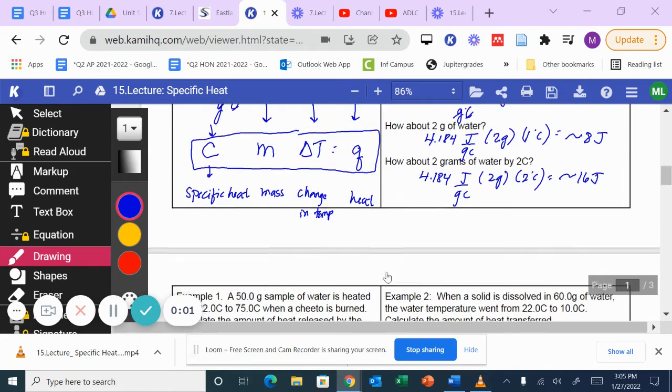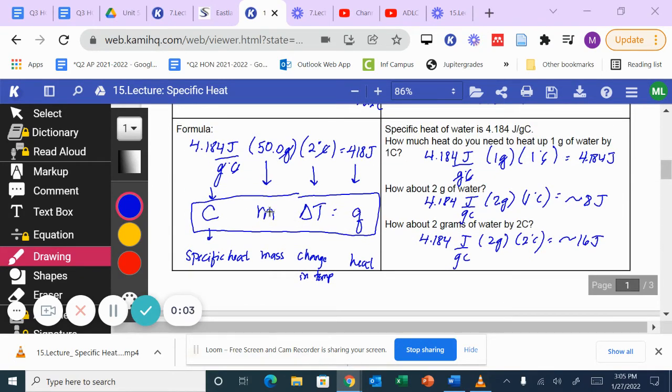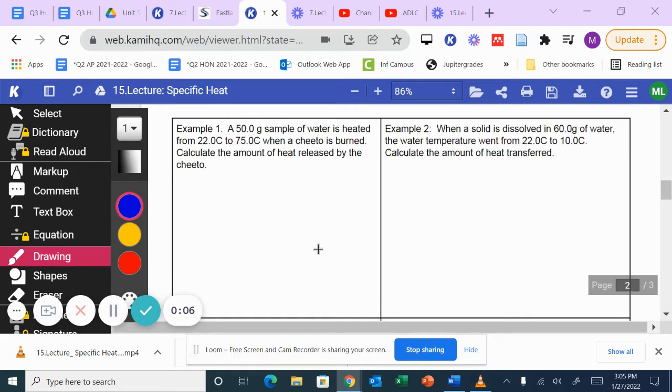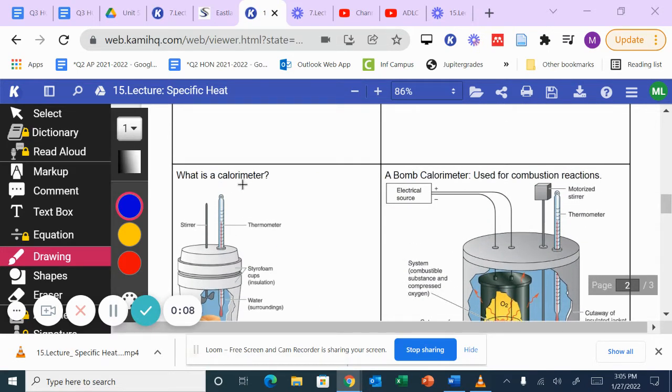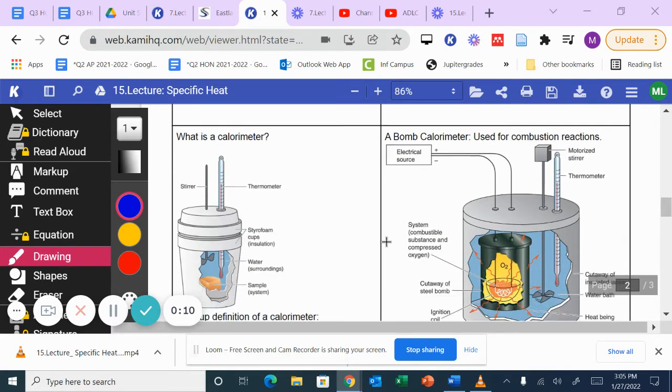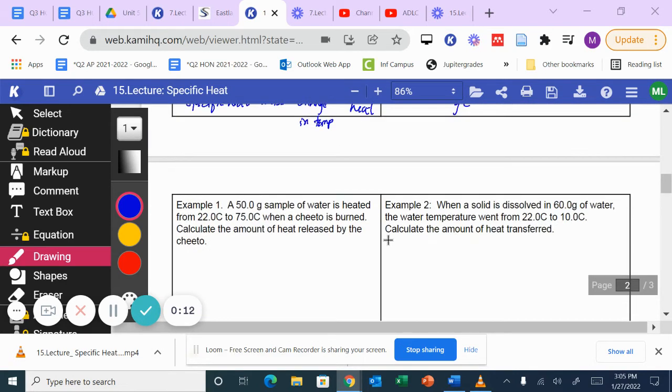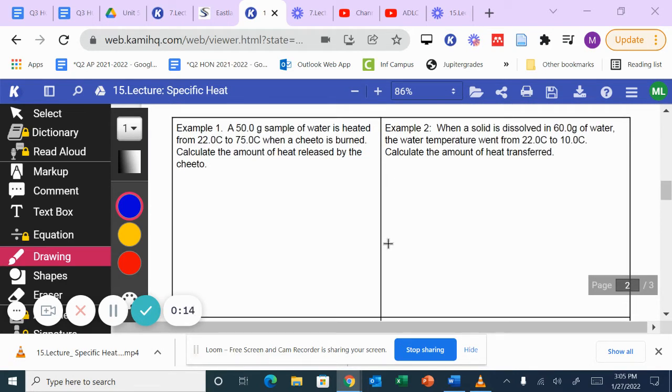In this lesson, we will learn how to use this formula, and also we will use that to show you how a calorimeter works and also a bomb calorimeter. Okay, so let's begin by looking at example number 1.